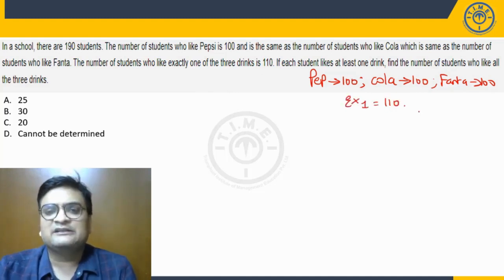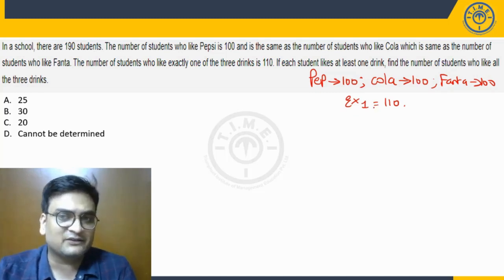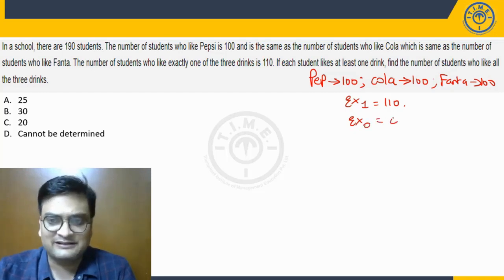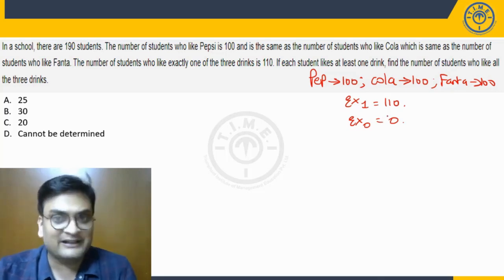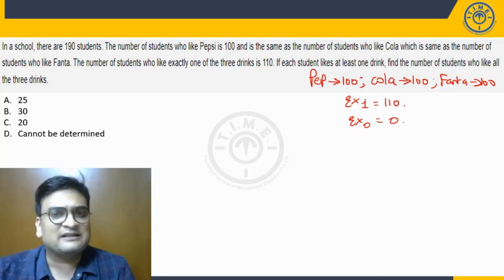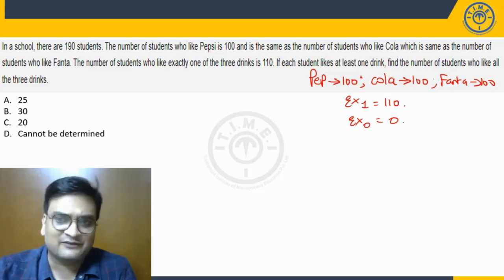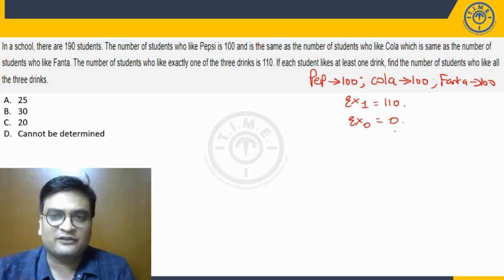is 110. If each student likes at least one drink, that means the number of students who like none of the drinks is 0. So there is nobody in the group who likes none of the 3 drinks. Each student likes at least one drink. Find the number of students who like all the 3. So we have to find exactly 3.